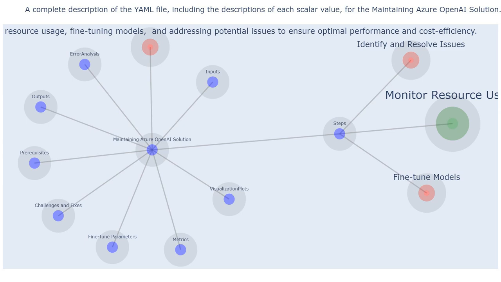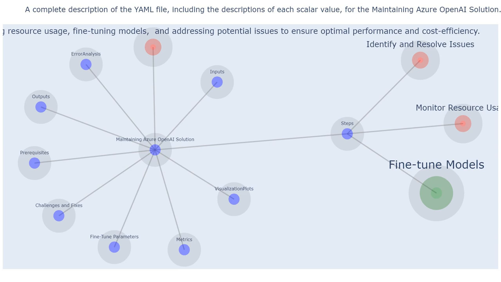Steps: Monitor resource usage, track and analyze the resource usage of the Azure OpenAI service. This step involves monitoring CPU, memory, and network utilization to identify potential bottlenecks or areas of inefficiency. It helps ensure that the service operates within optimal resource constraints and avoids excessive costs.